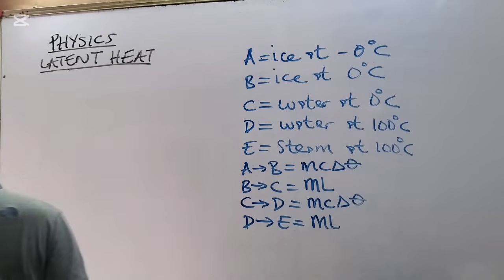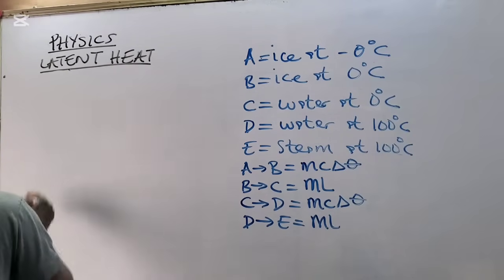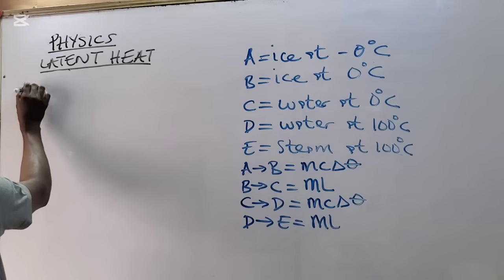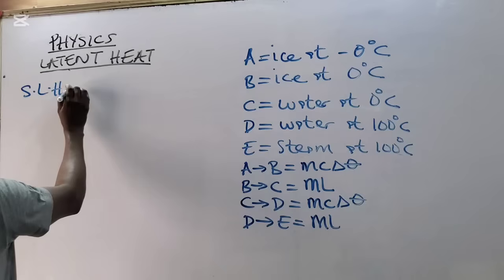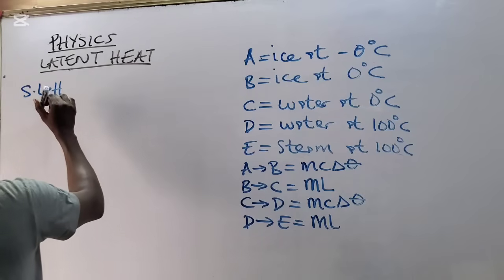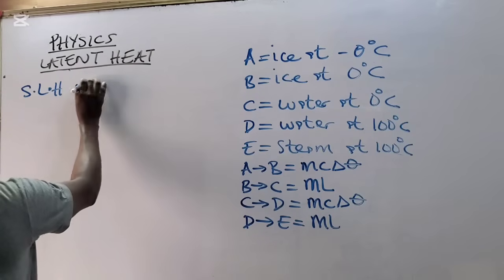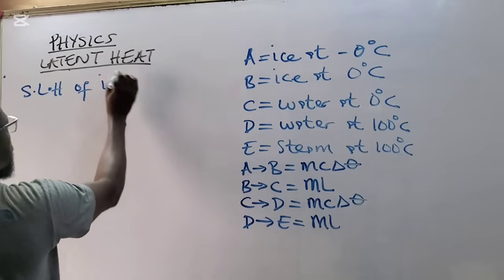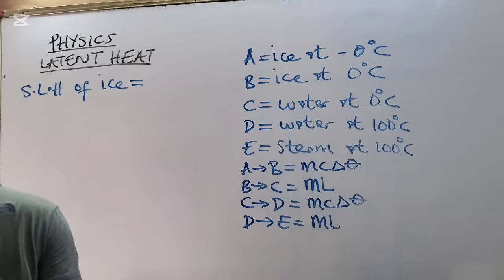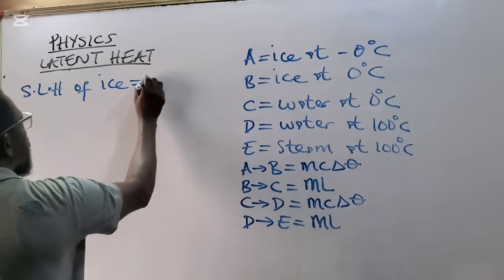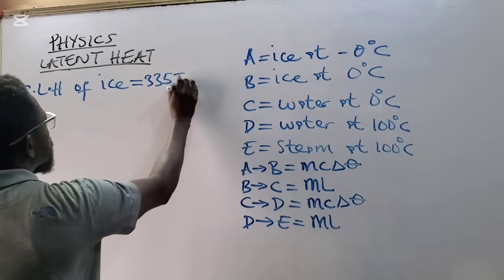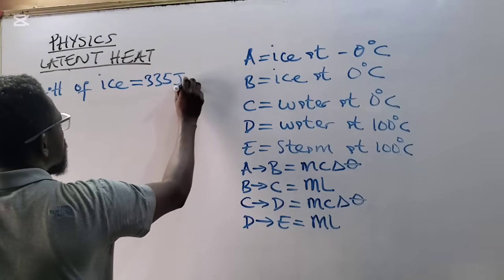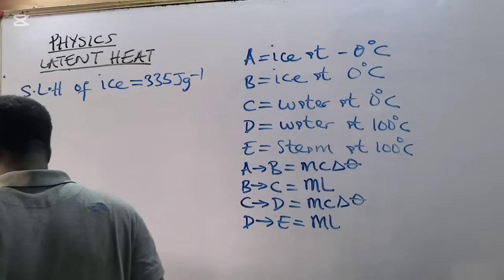So the first one is the specific latent heat of fusion of ice. I'm going to use it as 335 joules per gram. But there's no change in temperature.